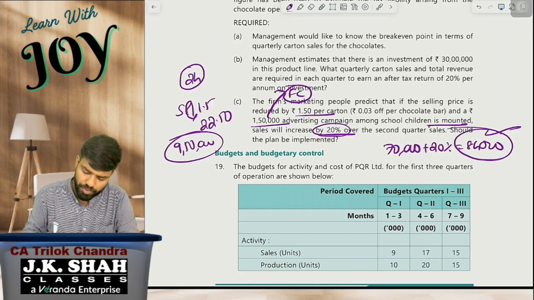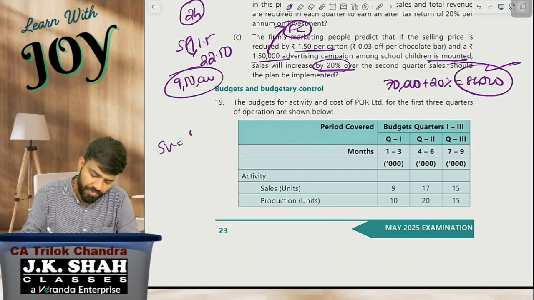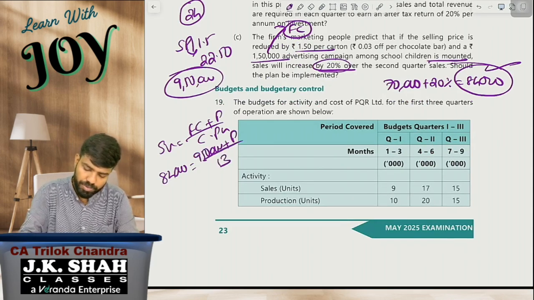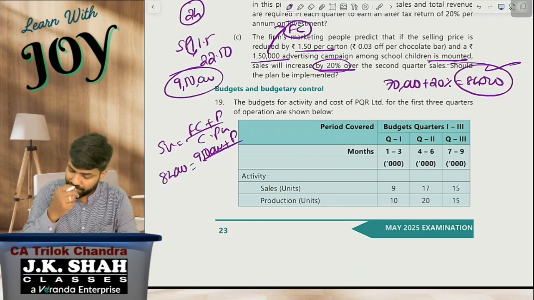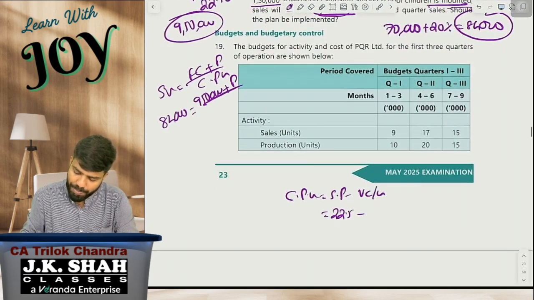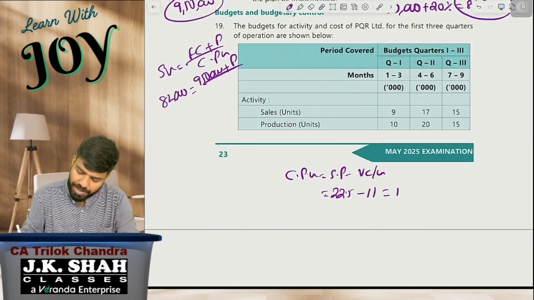Okay, simple. How to do this? Sale units equal to fixed cost plus profit divided by contribution per unit. Sale units is 84,000 equal to fixed cost 9,50,000 plus profit divided by contribution per unit, which is going to change. What is the contribution per unit? Contribution per unit equals selling price minus variable cost per unit. Selling price is 22.5 minus variable cost per unit 11 rupees, so it will become 10.5.